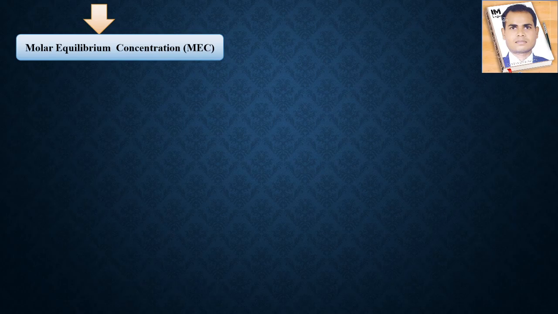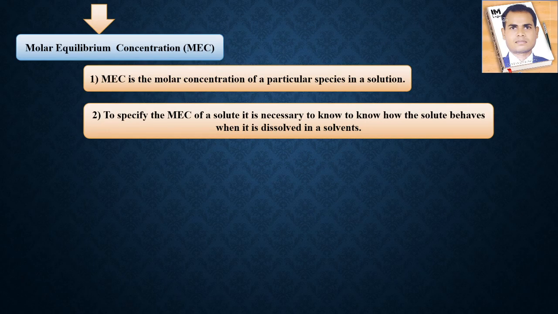And now we have to see the next, the molar equilibrium concentration, MEC. In this case it is the molar concentration of a particular species in a solution. If you want to calculate the concentration of a particular species, the molar concentration, you can use this term. And to specify the molar equilibrium concentration of a solute, it is necessary to know how the solute behaves when it is dissolved in the solvent.